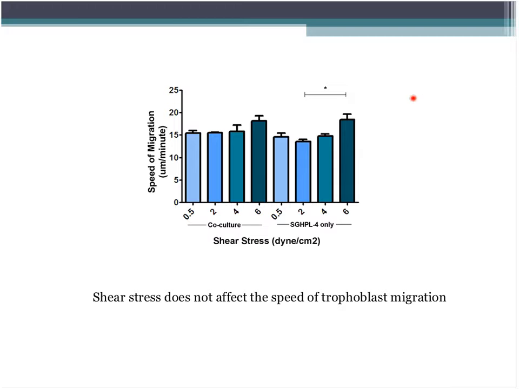And I kind of liked this result because it indicates to me that because we've seen movement in the direction of flow, and because there's no change in speed with that, it's not just a tumbleweed effect, if you will. So the cells aren't just being pushed along by the flow, and that's why we're seeing them move in that direction, because you would expect a corresponding increase in speed if that were the case.